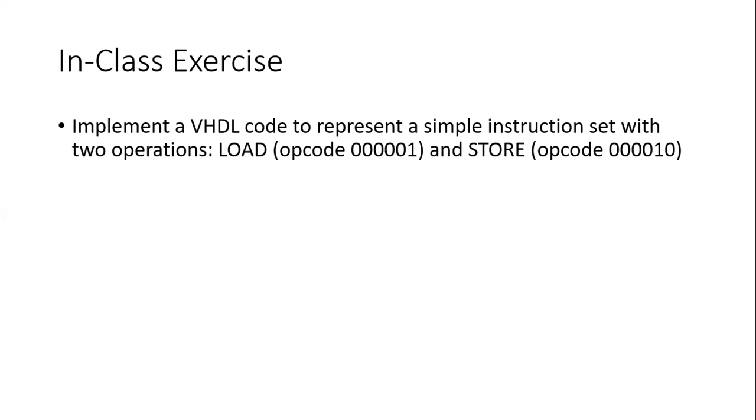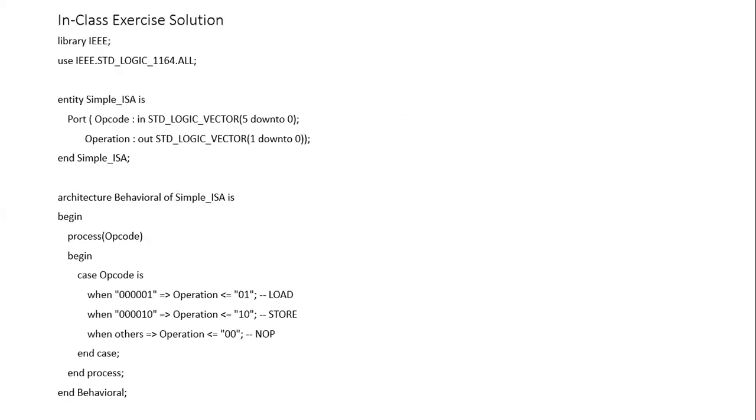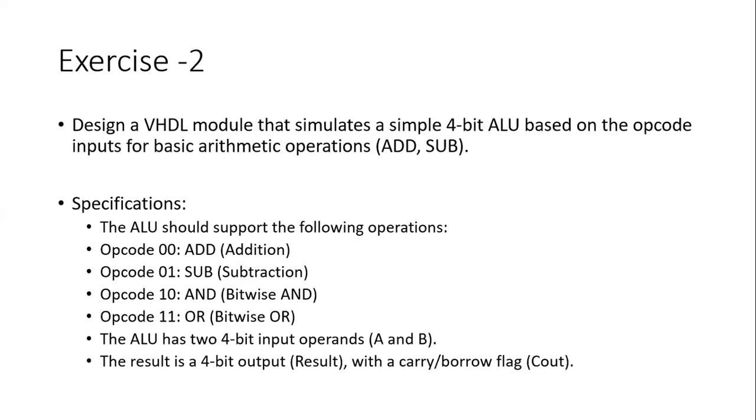So do I have further instruction on that? No, okay. So you're going to take this as an assignment, which is supposed to be in class. It's just a simple short code, but you want to implement a VHDL code to represent a simple instruction set with two operations. So the two operations here are the load and store, okay? So the opcode for the load is given, and the opcode for the store is also given. So that's one. Then have you taken this already? So I want to move to the next. Have you taken this? Yes, sir. Okay, so that's the code, but let's move to the next.